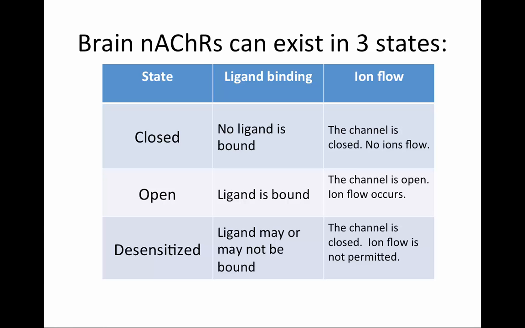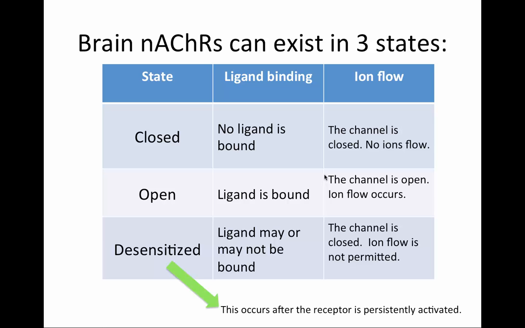The brain nicotinic receptors can exist in 3 functional states: closed, open, and desensitized. The closed state occurs when no ligand is bound and the receptor is at rest. The ion channel is not open and there is no current from the receptor. The open state occurs when agonist is bound and the pore is open to cation flow.